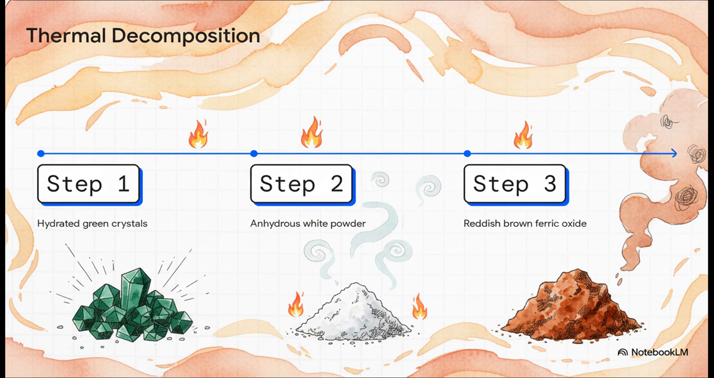Okay, now let's completely flip the script to decomposition. This is where we break one compound apart into multiple pieces. Think of it like trying to step in and break up a fight. It requires serious energy. Let's look at the thermal breakdown of ferrous sulfate. This is actually a really fascinating color timeline. It starts out as these beautiful hydrated green crystals. You heat it up, the water evaporates, and it turns into this dry white powder. But then you heat it even more, and it finally breaks all the way down into a reddish-brown ferrous oxide.